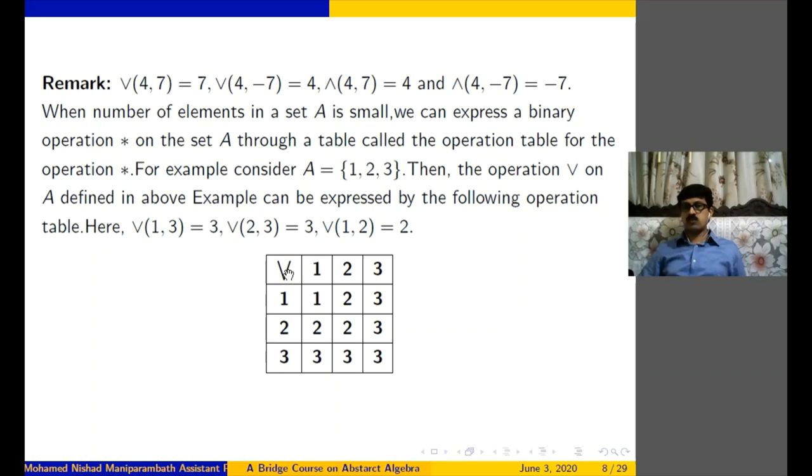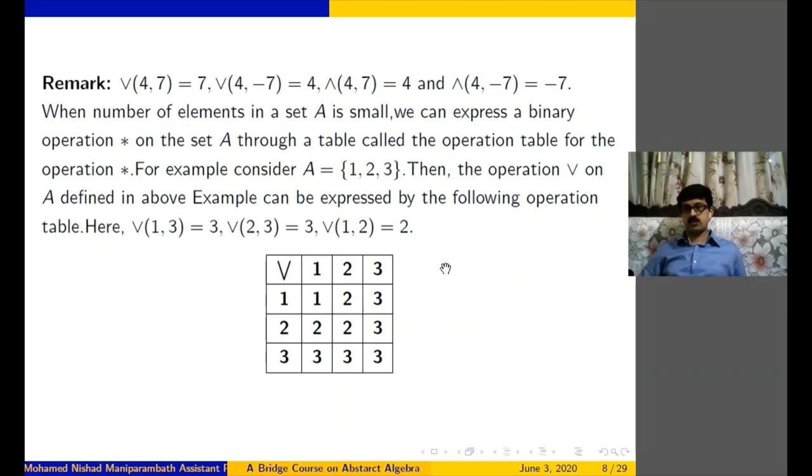Join of 1 and 1 is 1, 1 and 2 is 2, 1 and 3 is 3. Join of 2 and 1 is 2, 2 and 2 is 2, 2 join 3 is 3, 3 join 1 is 3, 3 join 2 is 3, 3 join 3 is 3. The operation table will come like this. In case of finite sets, we are able to develop the operation table. From this we can understand the groups and the operation table. We are discussing binary operation for studying group theory. In group theory, it is very easy to understand based on the operation table, and from the operation table we can identify whether the group is abelian or cyclic or something else.